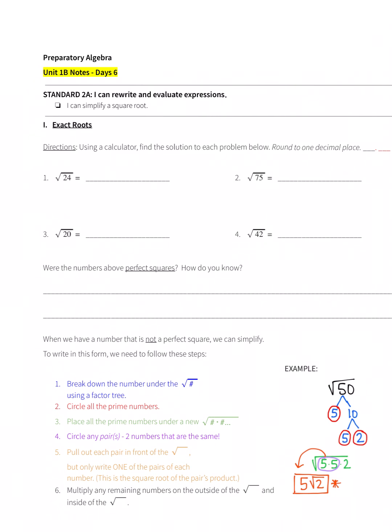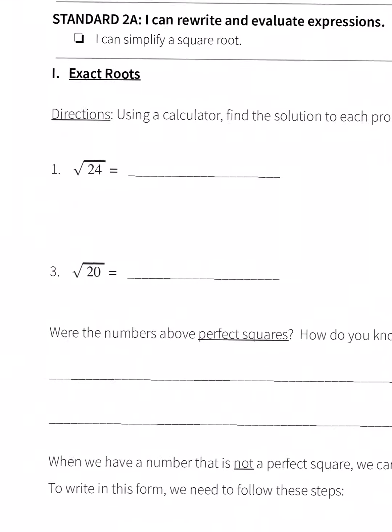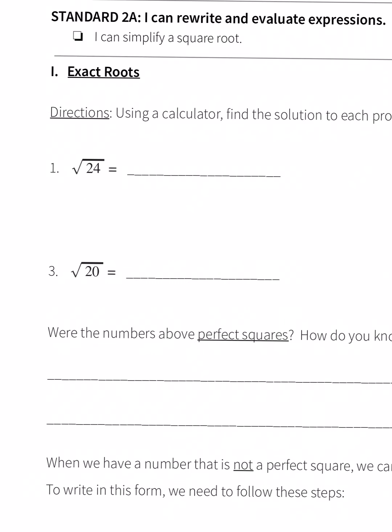So, we've been practicing finding square roots of perfect squares. Now we're going to practice finding square roots of not perfect squares. So if we look at this first number, the square root of 24. What we've done in the past is we've put this into our calculator. So let's do that again.